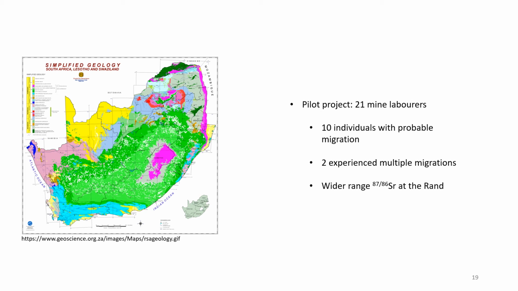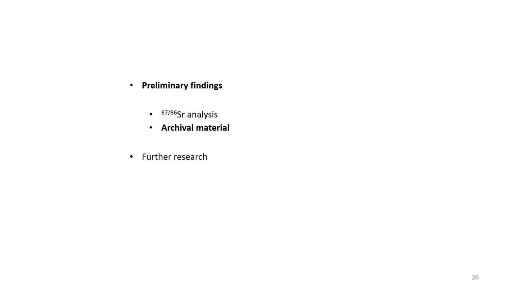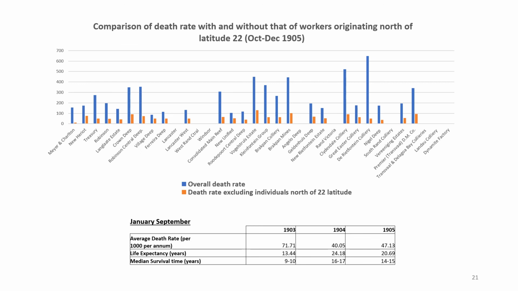The archival material shows some worrying trends which have been observed and published. The bar chart represents the mortality of workers who originated from regions north of the Tropic of Capricorn. Their death rate was multiple times greater than that of the rest of the population. We know that workers were quarantined and inoculated before being released into the general population.